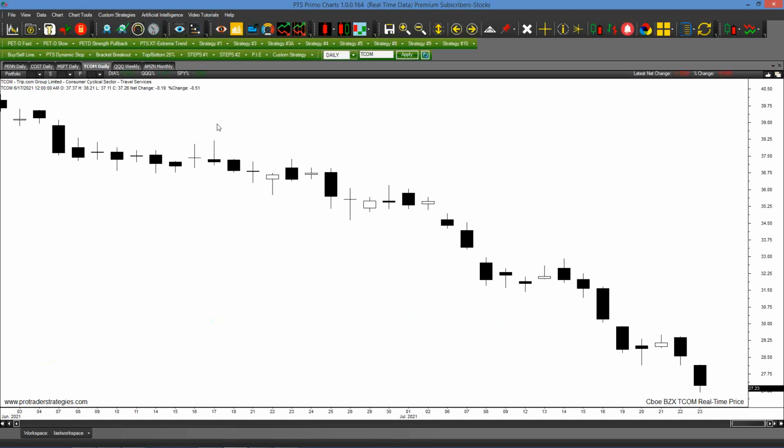Let's look at TCOM. This is Tripcom Group Limited. Obviously, in hindsight, this stock was trading roughly around $40. It's come all the way down to $27. How could I have protected my investment? What if you were long this, all right? Well, the first thing you want to do is apply the buy-sell line. And you knew right here when price was trading around 37, 38 to get out. This was telling you the overall trend was down. You don't want to be long. You only want to be out of the market or looking to short things.